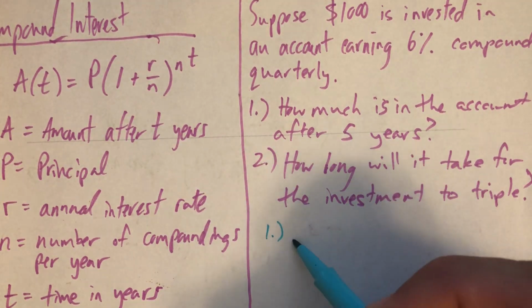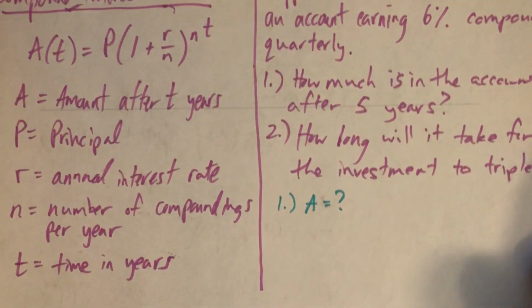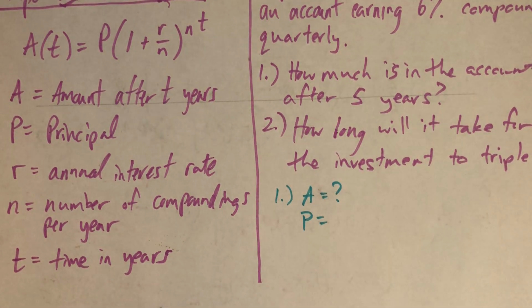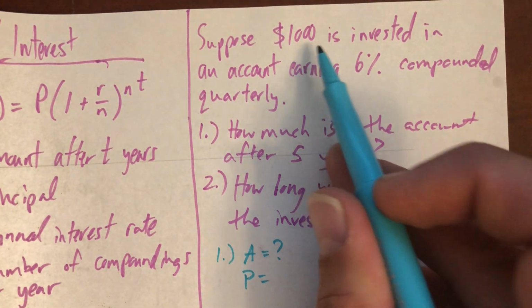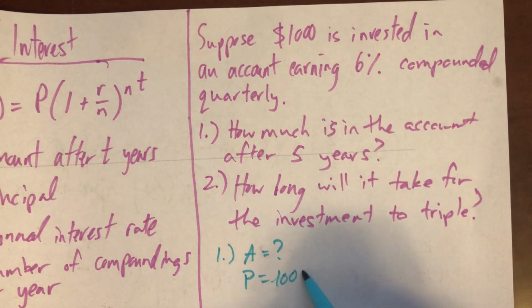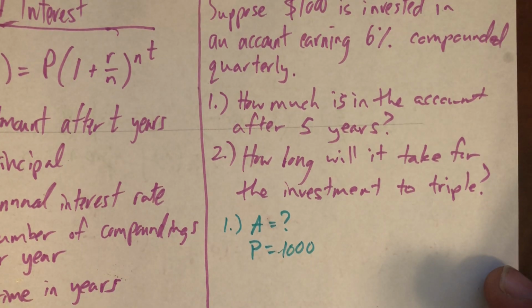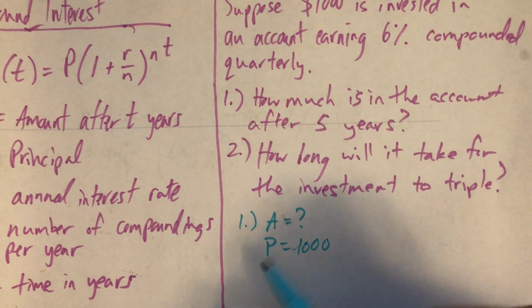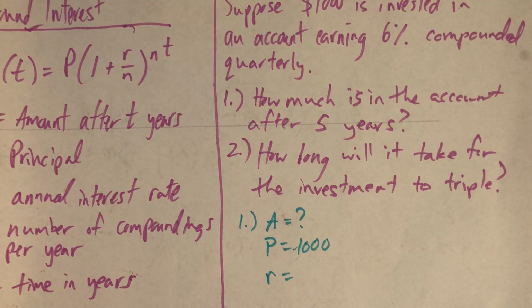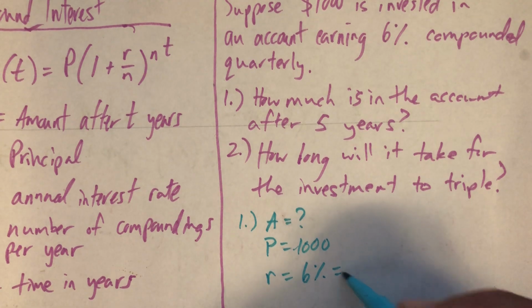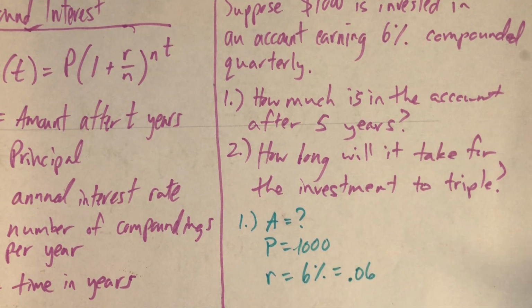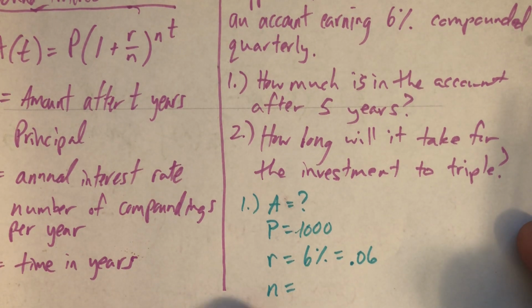So for the first one, we don't know what A is. That's what we're after. P is our principal, so that's the amount we start with. So that is right here. $1,000 is invested. So we got 1,000 bucks. All right. We have R, our rate per year. That's 6%. And we will want to write this as 0.06, right, without that percentage sign on there.